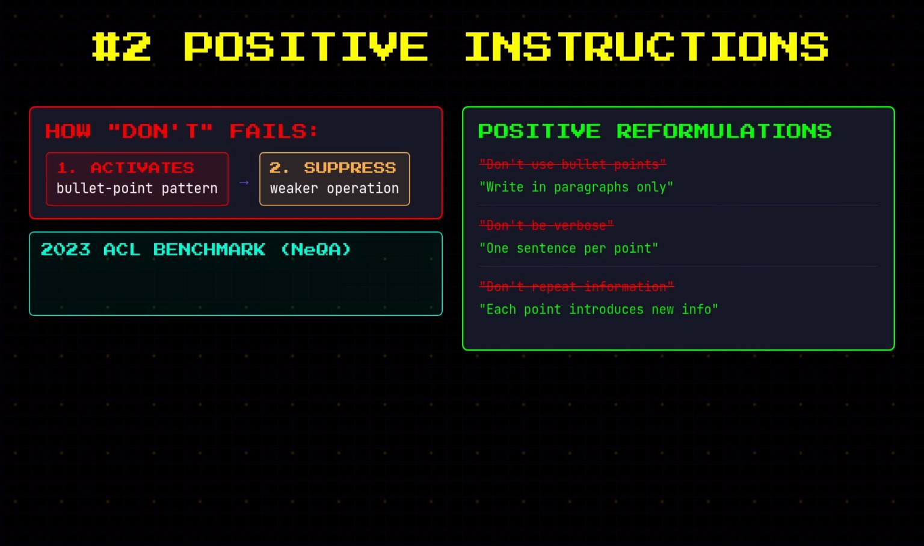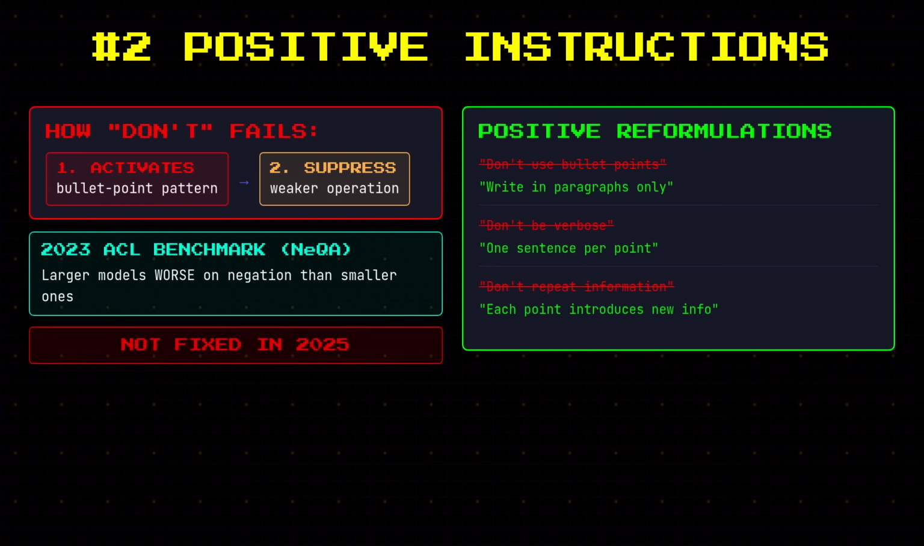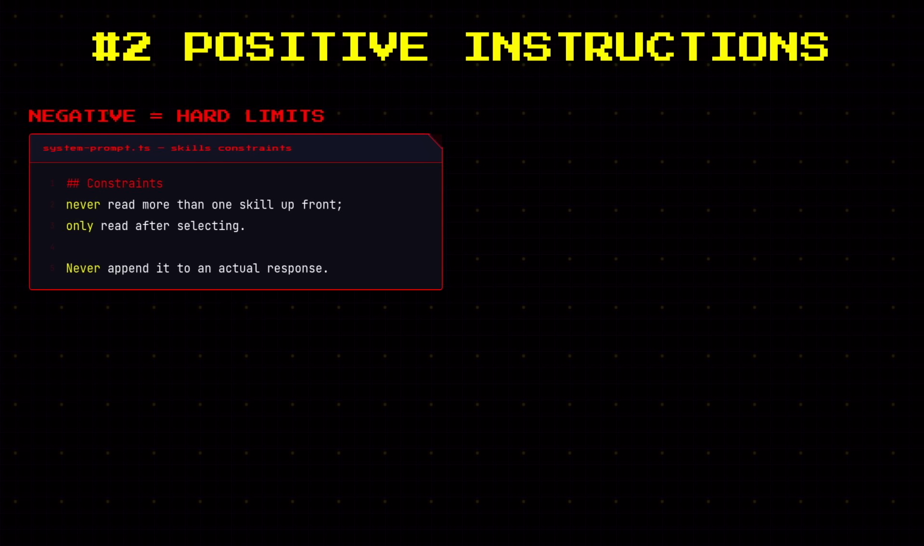A 2023 ACL benchmark study found larger models actually perform worse on negation tasks than smaller ones in some cases. A more capable model confidently gives the wrong answer when told "don't do X," because it's better at answering the question than it is at applying the negation. This isn't fixed in 2025. OpenClaw uses both strategically. Negative instructions appear only for hard constraints.